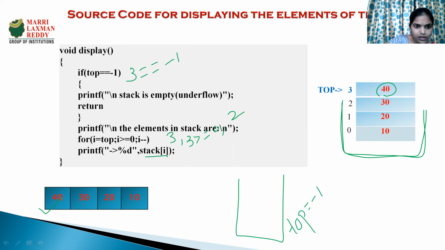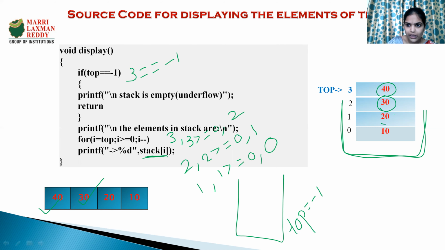Now I is 2. Is 2 greater than or equal to 0? The condition is true. I is decremented to 1. Now it is printing stack of 2, that is 30. Now again I is 1. Is 1 greater than or equal to 0? Yes, it is true. Next it is decremented to 0. Now it is printing stack of 1, that is 20. 20 got displayed.